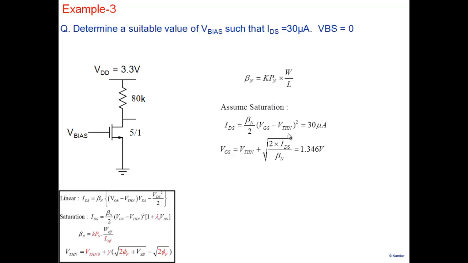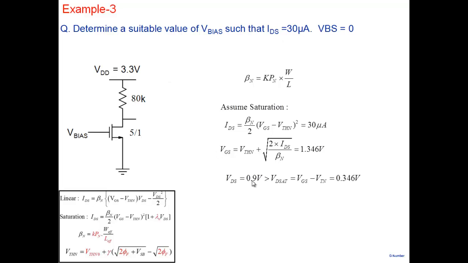If I assume saturation, 30 microamperes is given here. IDS equals beta n by 2 times (VGS minus VTH) squared, which is 30 microamperes, and from there I determine VGS. VGS is 1.346, which is the V bias here. The next thing is, because 30 microamperes is given, I determine the drain to source voltage. Drain to source voltage is 0.9 volt with 30 microamperes and 80K known.